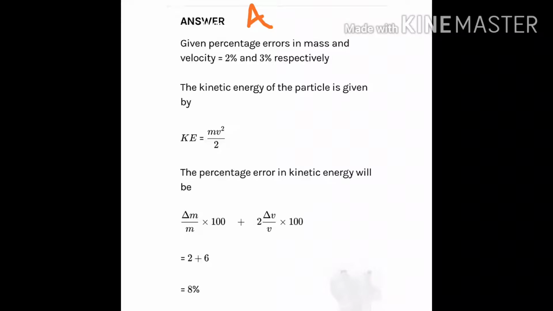So percentage error in kinetic energy is equal to percentage error in mass plus 2 times percentage error in velocity, because V square is there. So here we are multiplying the percentage error of velocity by 2 times. So percentage error of mass is 2%. Percentage error in velocity is 3%. It is multiplied by 2, so 6%. So totally we are getting 8% as the percentage error in kinetic energy.